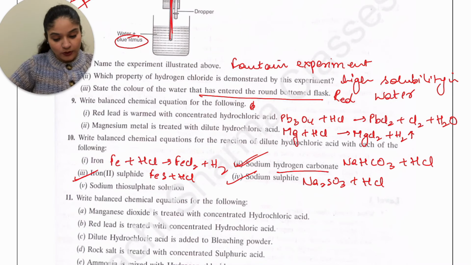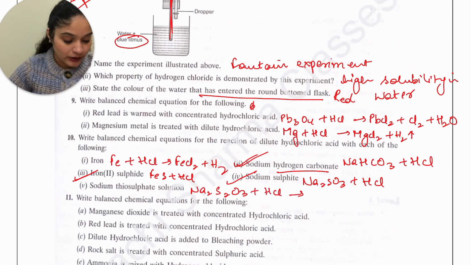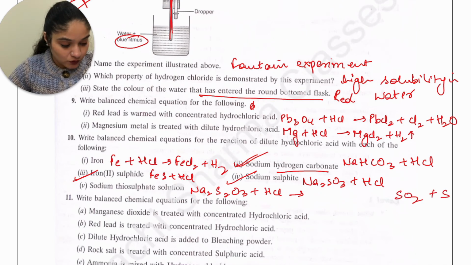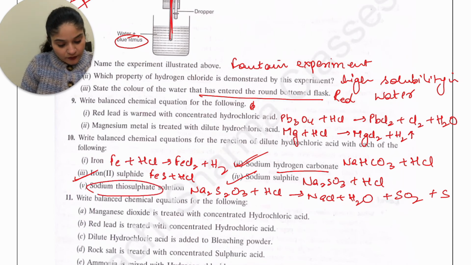Then sodium thiosulfate solution. So this is Na2S2O3 plus HCl. This will give us what? This will give us sulfur extra. So along with sulfur you will get SO2 plus you will get NaCl plus water. So if you see, whenever you have thiosulfates reacting with HCl, along with sulfur dioxide SO2, you will also get sulfur as a precipitate.